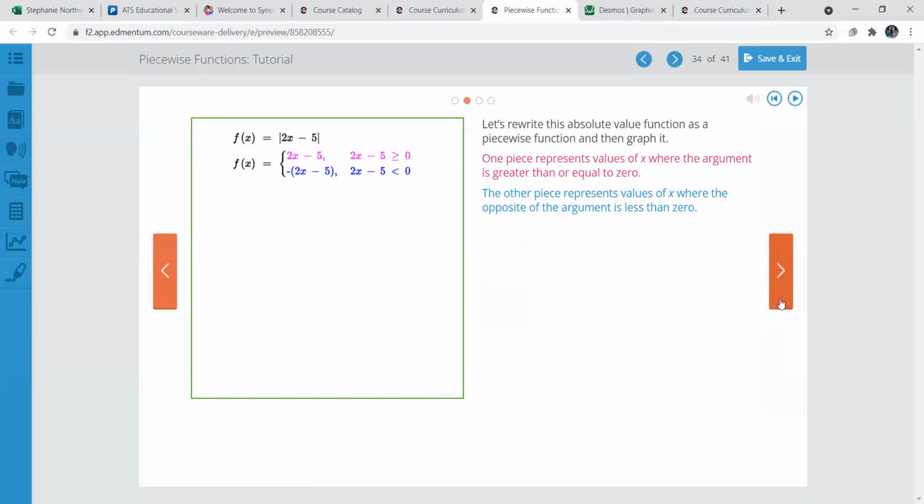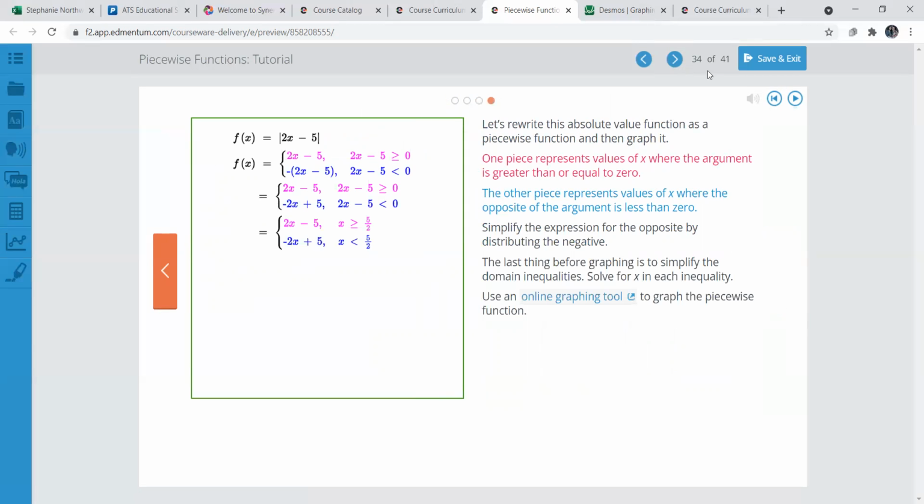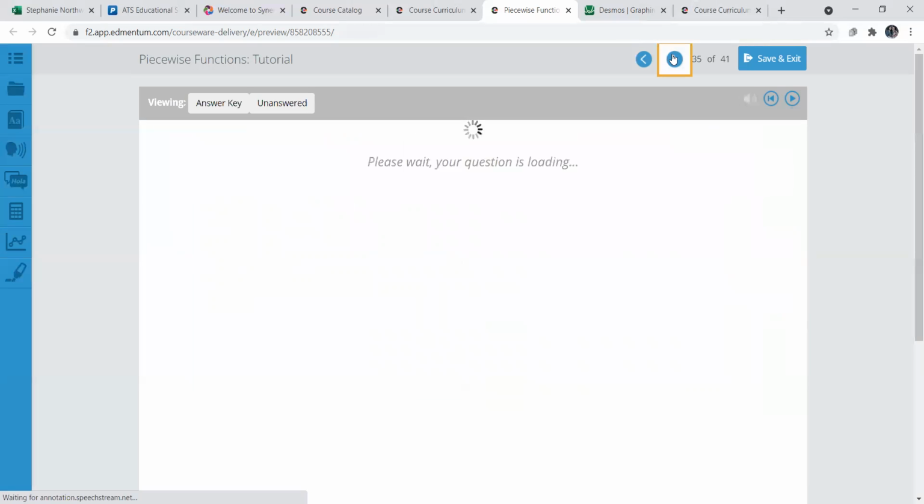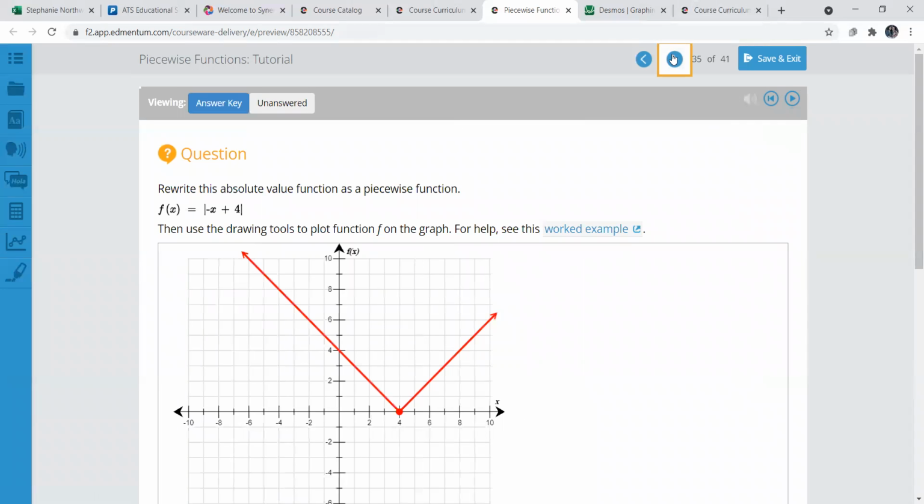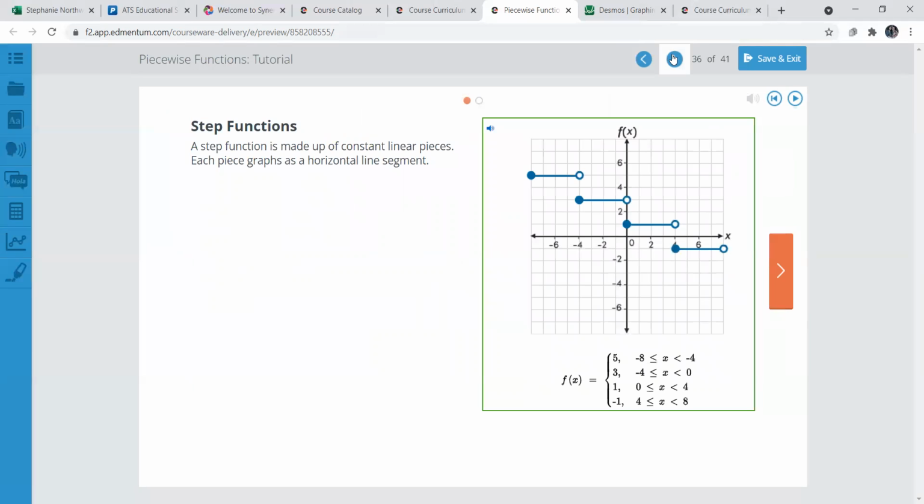Okay, so these are just different examples, and I'll just kind of briefly touch on them like this. So that's just another example. I'll let you answer those questions again.